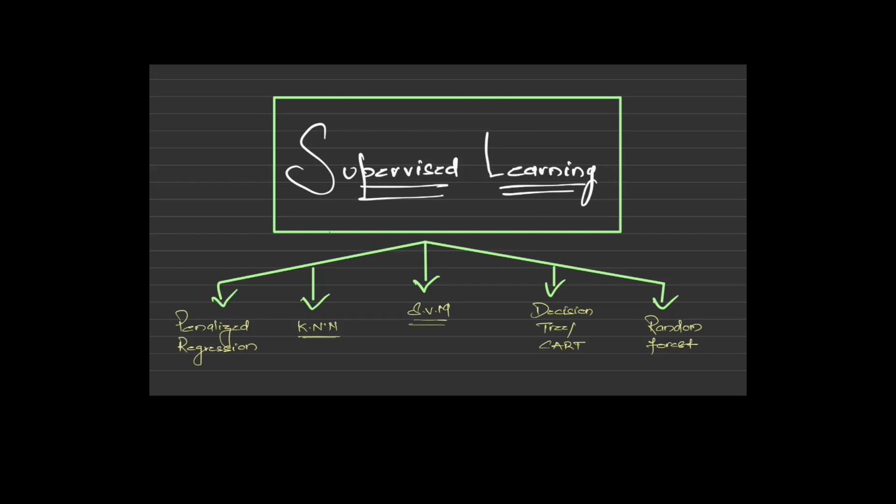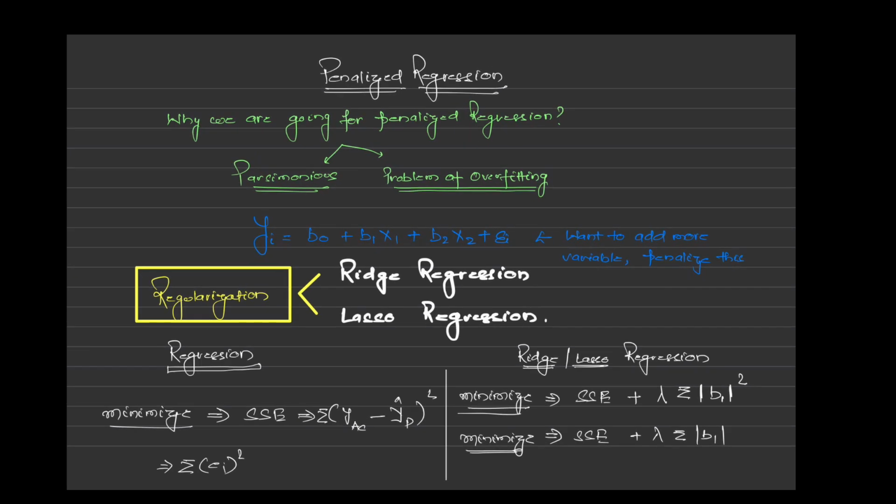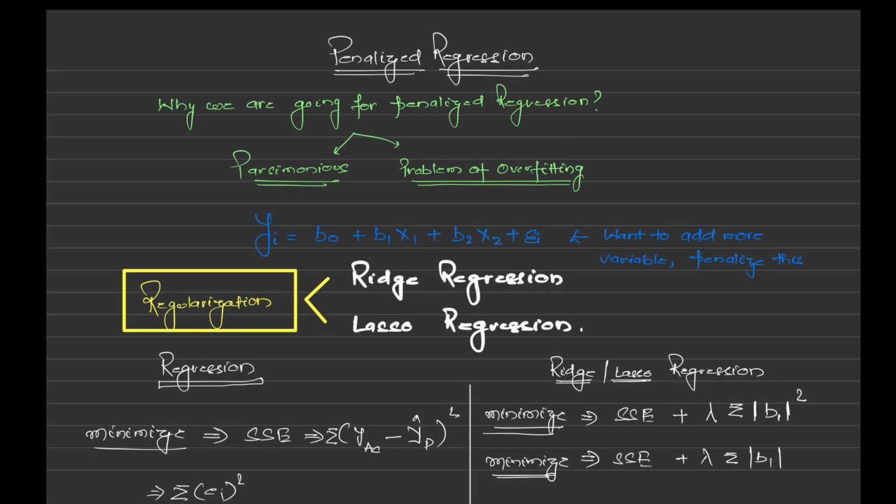Now we'll enter into the revision of supervised learning, and this is a revision video, so we'll not get into the detail as we did in the live session. So keep it that way only. There are multiple supervised learning models, but today we only have to discuss a few of them, like penalized regression, KNN (K nearest neighbor), SVM (support vector machine), decision tree or CART, and random forest. So without any delay, let's jump into penalized regression.